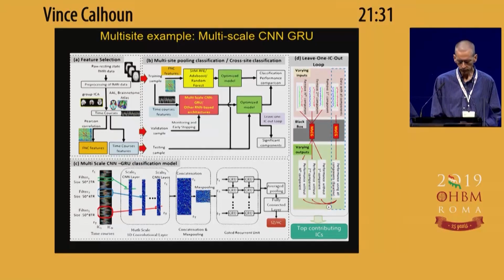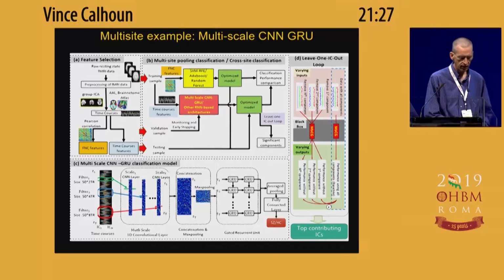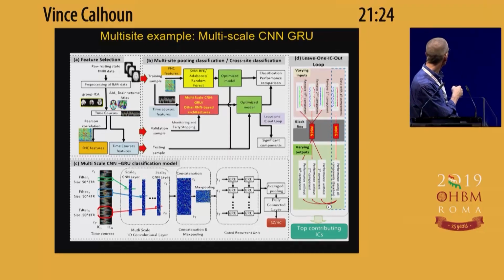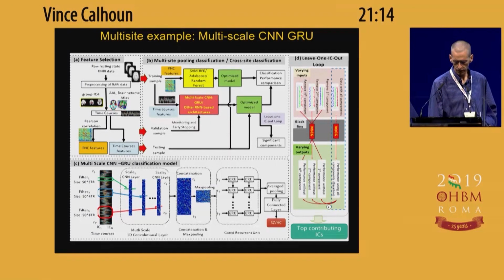Using that, we can essentially incorporate a memory and try to learn from the time series information from fMRI data. Here's an example of a gated recurrent unit where we're giving it time courses that were obtained from group ICA or from atlas-based measures, and we're training to separate, again, schizophrenia versus healthy controls.